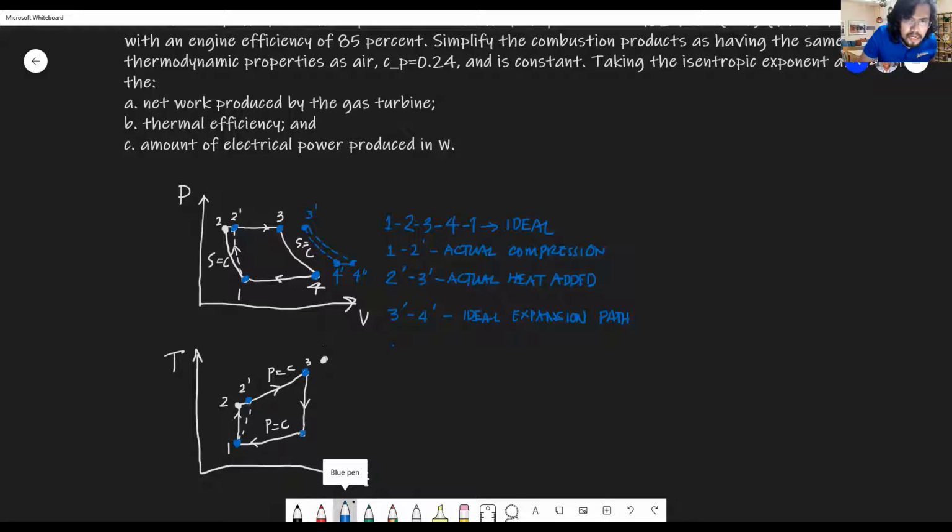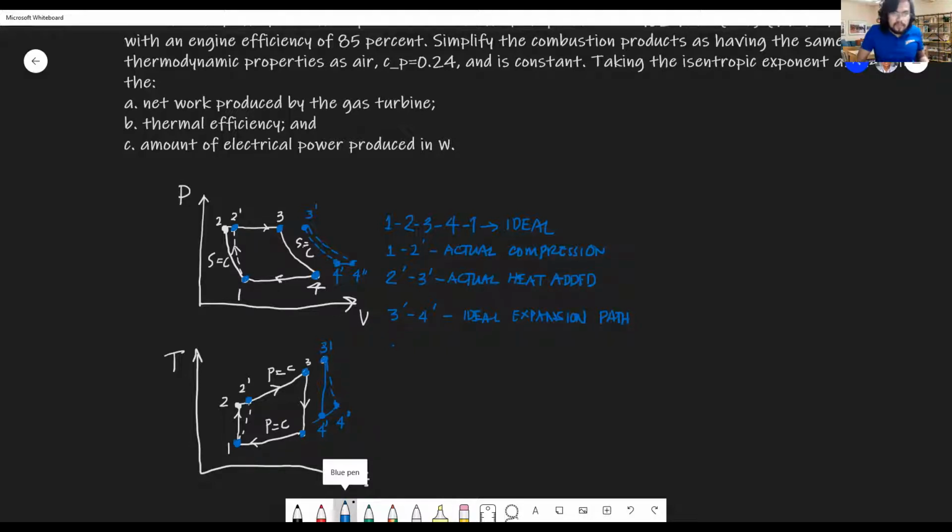But then we have a 3 prime over here, and it's supposed to go down, same as before. But we have to adjust because of the isentropic efficiency or factor involved. Okay, so going down, it's going to go down this way.